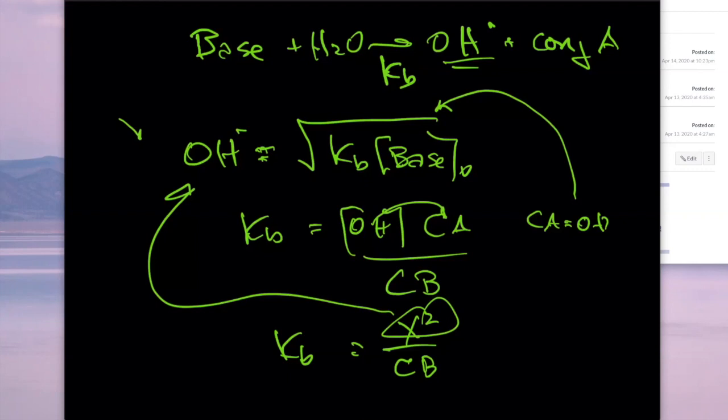Professor, this was for weak acid and weak base? Yeah, weak acids and weak bases. Whenever you have a Ka and a Kb, you're going to use those equations. Okay. So it's a shortcut.